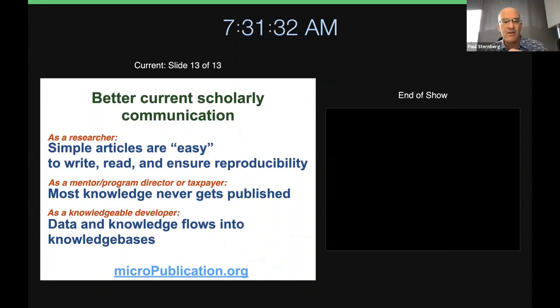Okay, so in our view, better scholarly communication would be articles that are easier to read, write, and ensure reproducibility. I say easy with a caveat: when you get into details, you can see what you need to put in there, all the numbers and connections, and there are actually lots of them. So it still takes a few days. Then as a mentor, the data gets published. And as a knowledge base developer, we now see everything flow into knowledge bases seamlessly. Thanks.